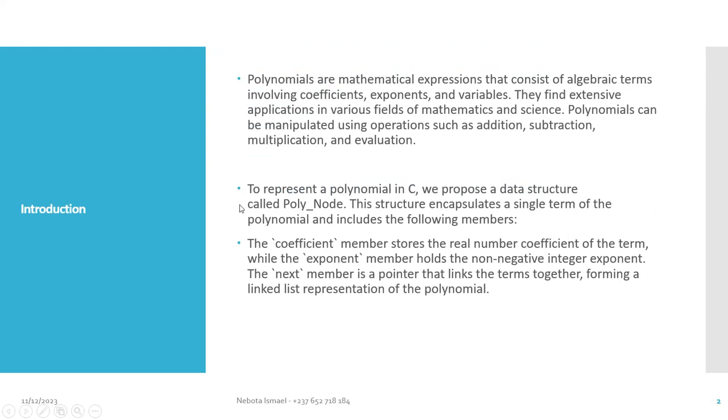Now, to represent a polynomial in C, we propose a data structure called polynode. What that means is, since we are dealing with data structures, we are going to be creating our own data structure. We are going to call it polynode. Now this structure is going to encapsulate a single term of the polynomial and includes the following members. The members are going to include a coefficient, an exponent, and also the next, which is a pointer to the next term. Now that is basically one of the major operations of a linked list. That's why we are going to be using a linked list.